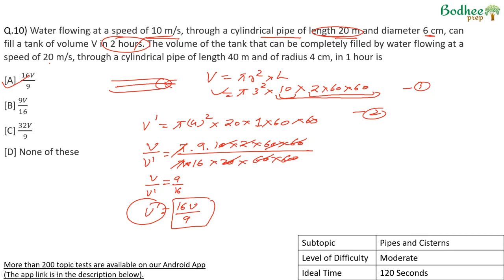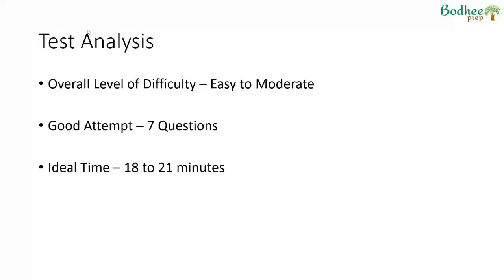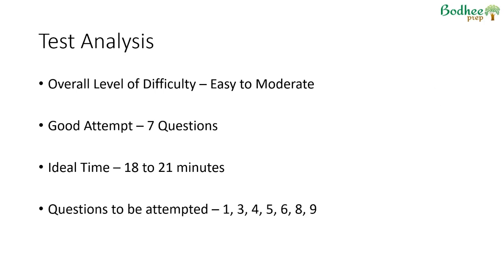And therefore, if we look at the overall test, as I said initially, easy to moderate paper. 7 questions can be solved, 18 to 21 minutes to solve. Which are the 7 questions that we're looking at? For me, it will be 1, 3, 4, 5, 6, 8, 9. Which are these questions?